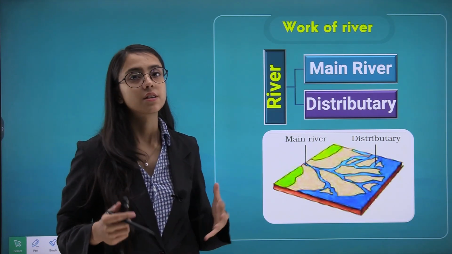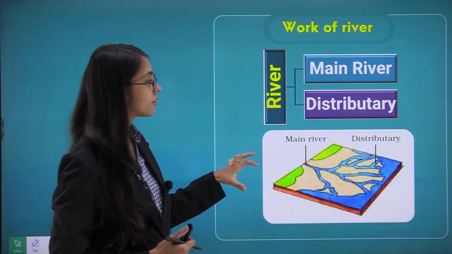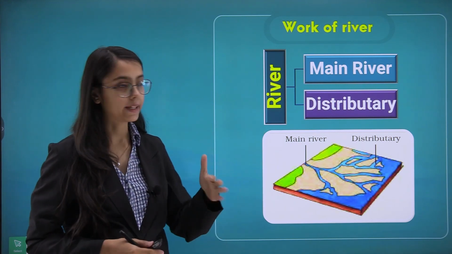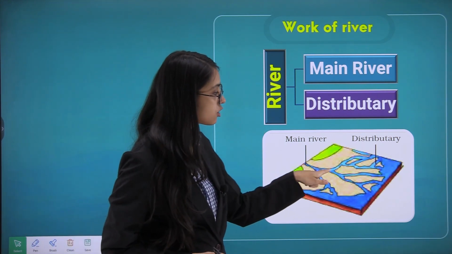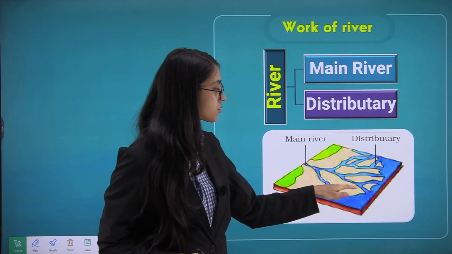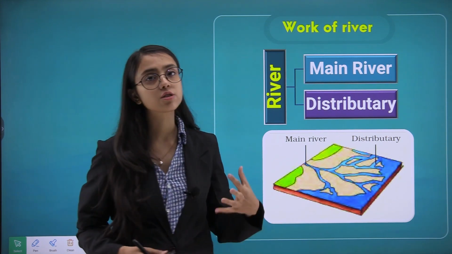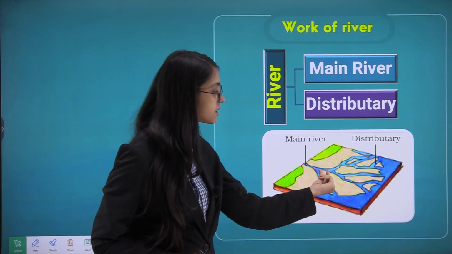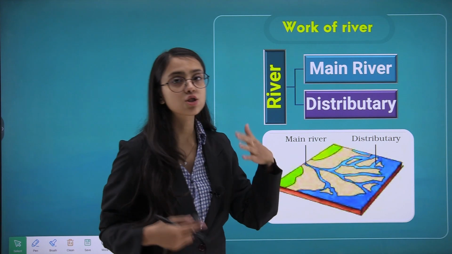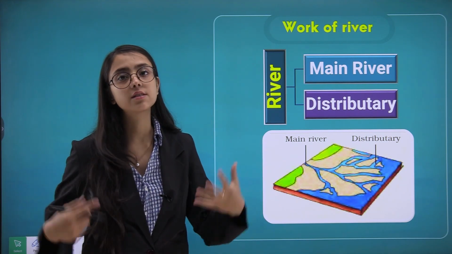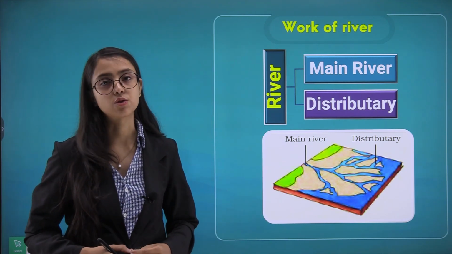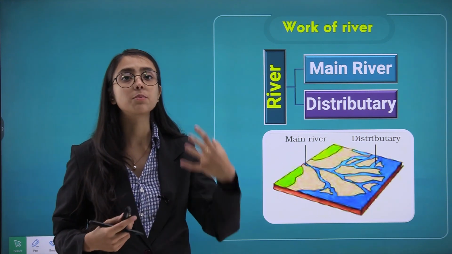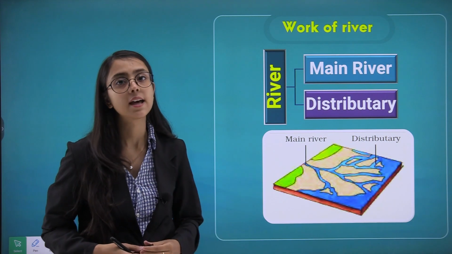Here is an image showing how different distributaries are formed. There is a main river which is coming from the mainland, as you see here, and then there are small channels of this river. These are known as distributaries, and each distributary has its mouth. This place from where these channels get separated is known as the mouths of the distributary. This is formed because of the deposition of the sediments that the river was carrying.